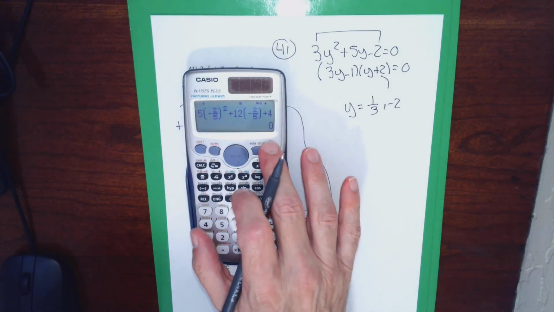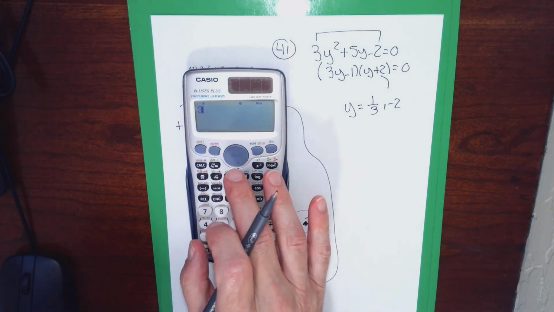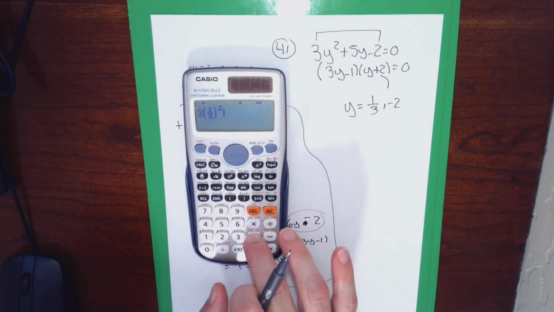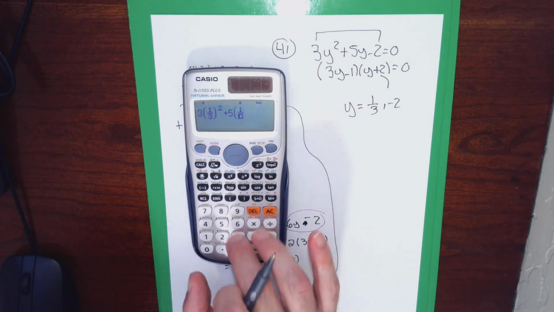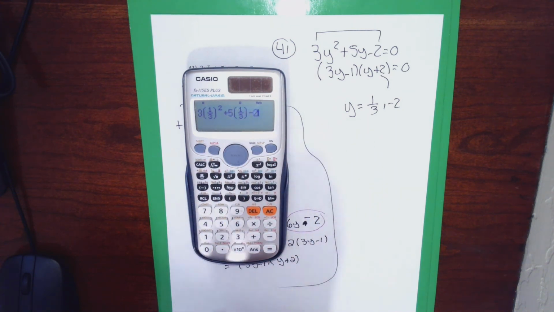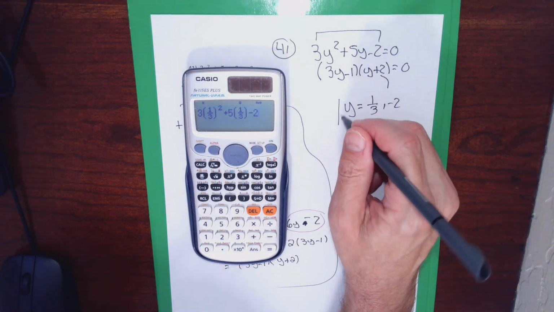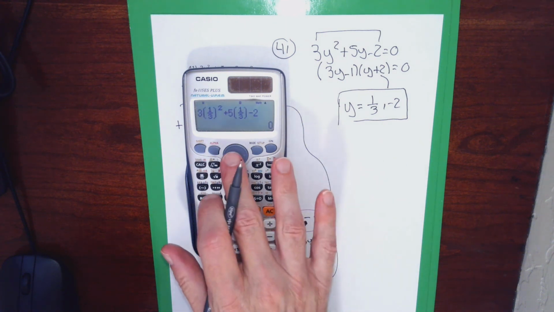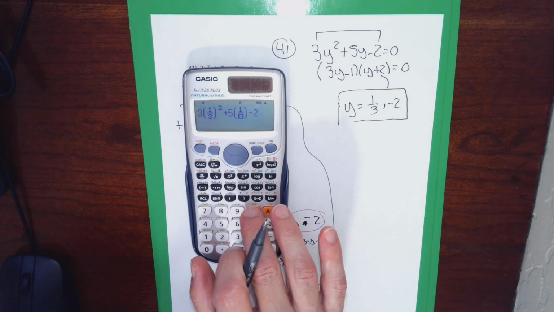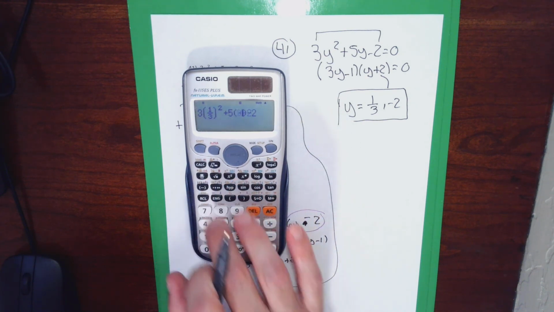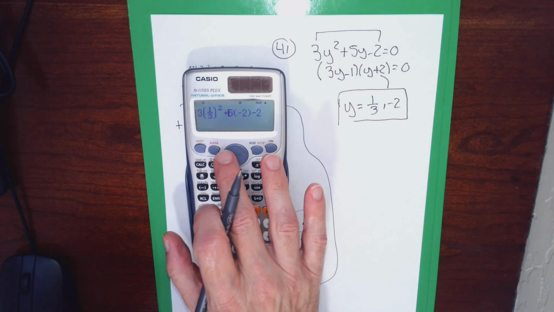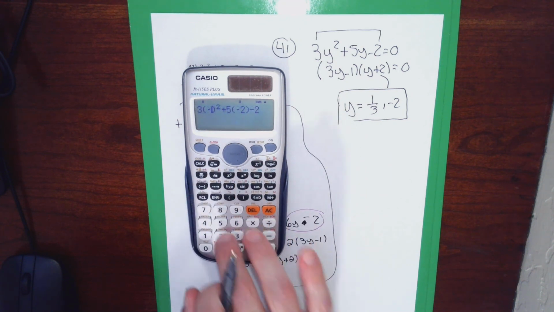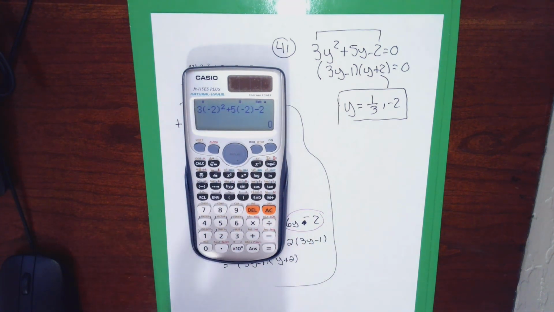And now check each. First answer I need to check is 3 parentheses fraction 1/3 parentheses squared plus 5 parentheses fraction 1/3 minus 2. And when I hit equals, I have to get 0 because the right side is already 0, which I do, so the 1/3 checks. Now I'm going to back up, delete everything inside the parentheses, and change the contents of each parentheses to a negative 2, which is the second answer I'm checking. And because I get 0, I know that answer is correct as well.